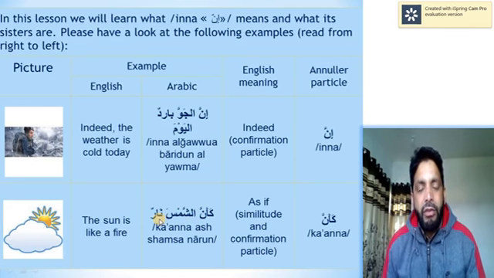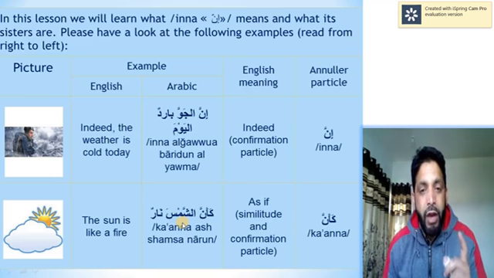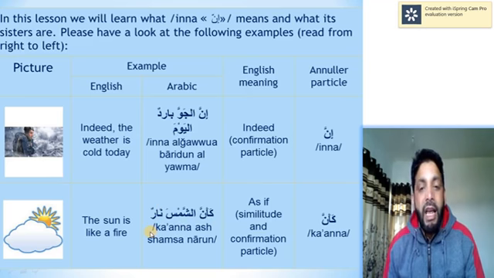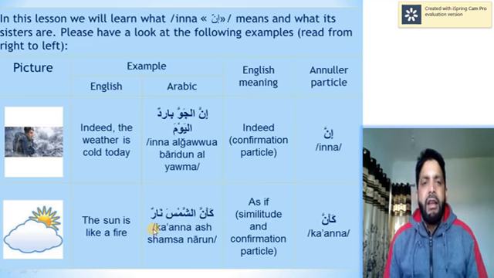Ashamsa, the sun. Nar means fire. So it means the sun is like a fire. So we see there is a similitude in the meaning. And one thing is that it changes the meaning of a nominal sentence. Second is that it changes the case of mubtada, subject. Ashamsa was before ashamsu, but while using ka'anna it became ashamsa. Though ka'anna shamsa narun means the sun is like a fire.